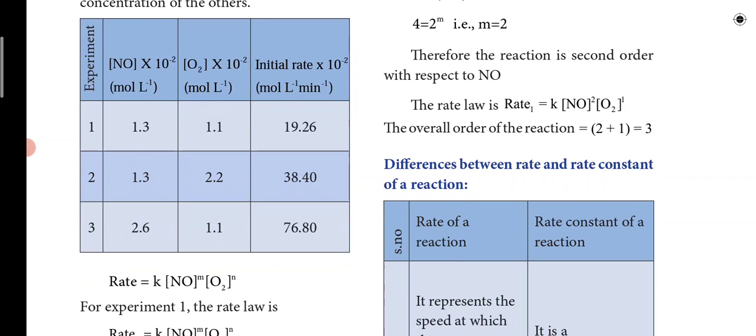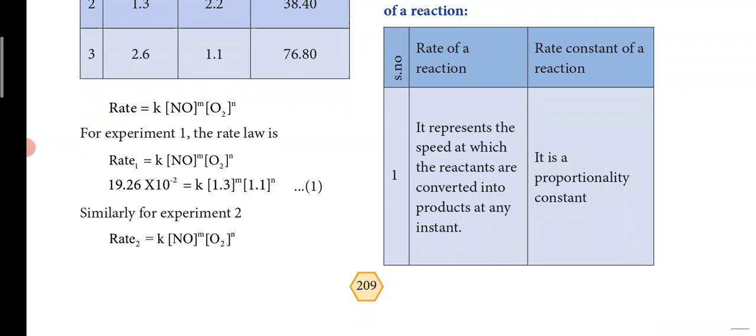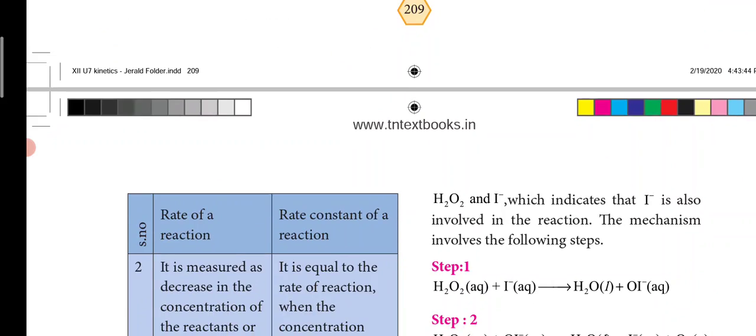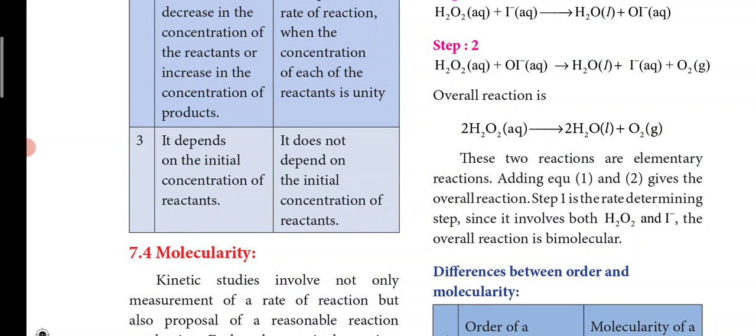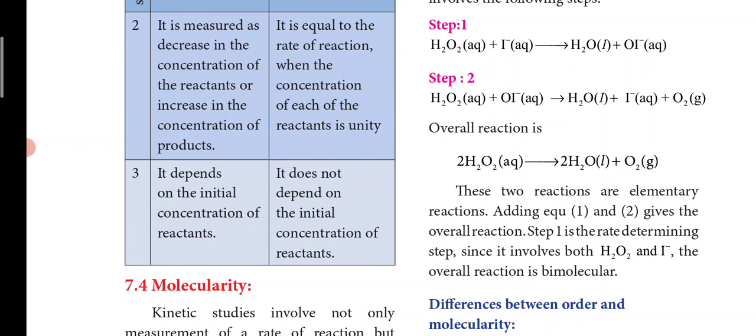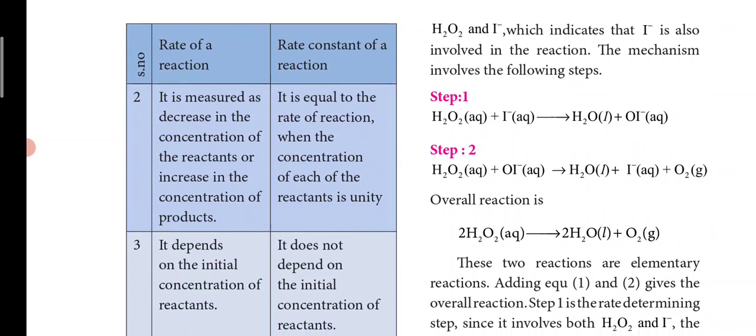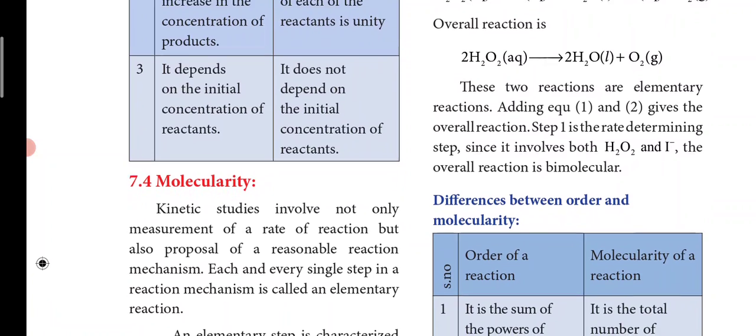So what is the difference between rate and rate constant? Rate of the reaction represents the speed at which the reactants are converted into product at any instant, and rate constant is a proportionality constant. Rate of the reaction is measured as the decrease in the concentration of the reactants or increase in the concentration of the product. The rate constant is equal to the rate of the reaction when the concentration of each reactant is unity. Rate of the reaction depends on the initial concentration, and rate constant does not depend upon the initial concentration.